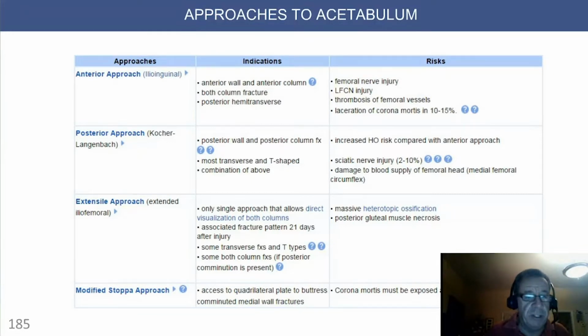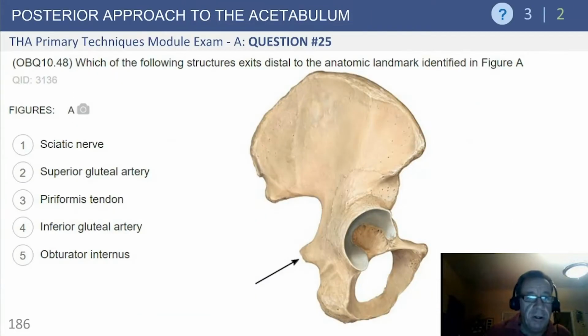More prevalent in the trauma world. We'll just go over some of the questions to wrap this up. Which of the following structures exit distal to the anatomic landmark seen in figure A? The sciatic nerve, the superior gluteal artery, the piriformis, the inferior gluteal artery, or the obturator internus.